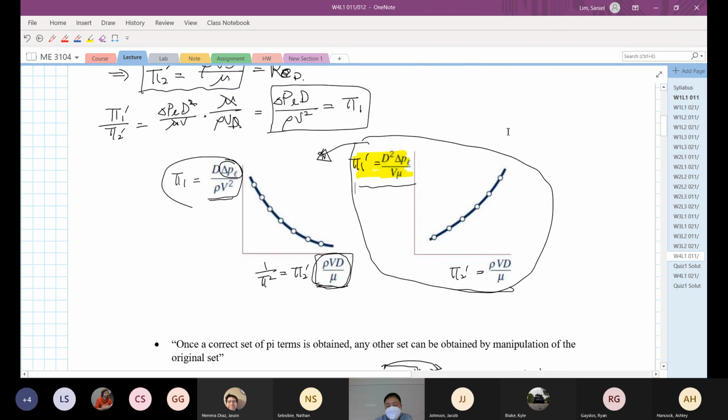The take-home message is you can choose any repeating variables if you're confused by choosing one. Then you can manipulate it to another set of pi terms, but you have to stick to the number of pi terms you initially established within the calculation. So here you always have to find two pi terms. There's no third one. Of course, you can find another set of pi terms, but you should always pair two within the analysis.